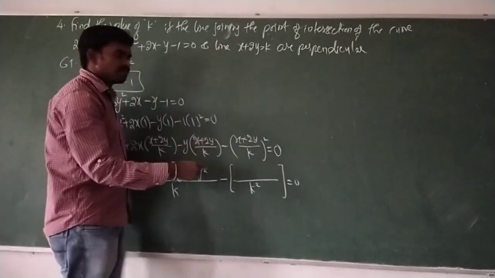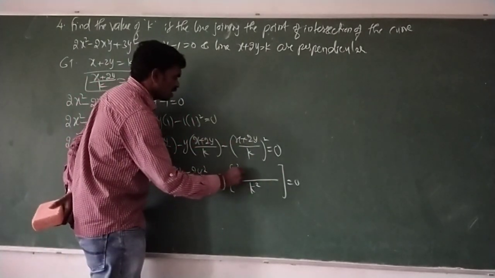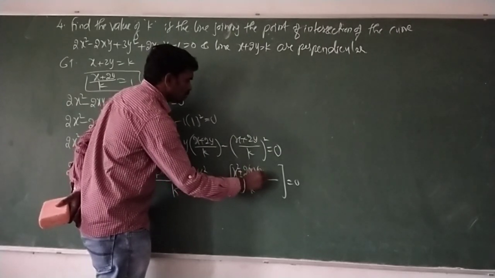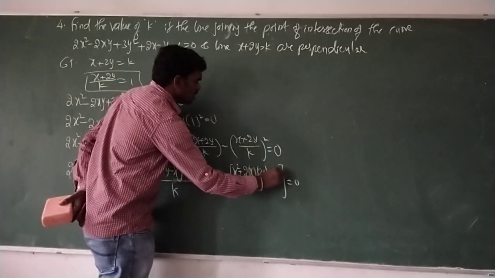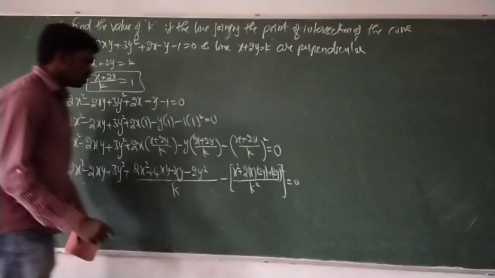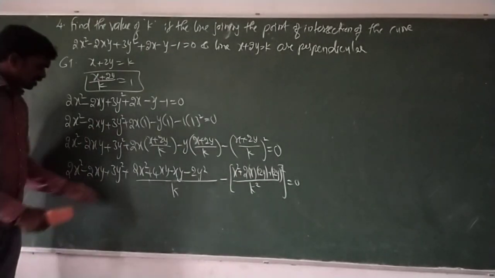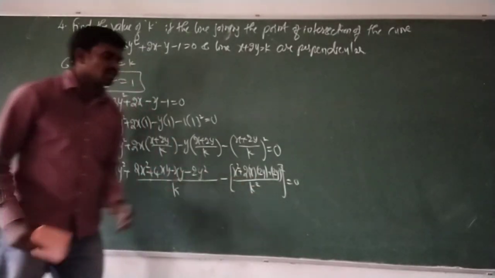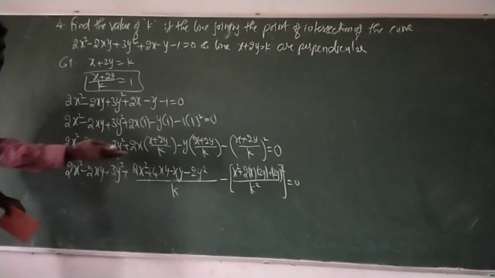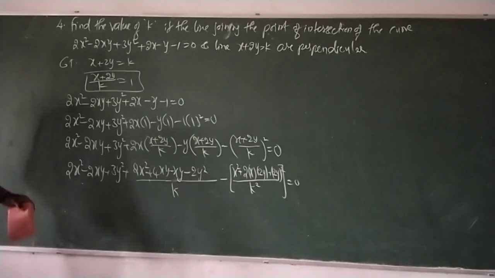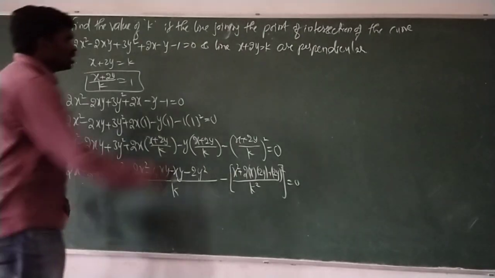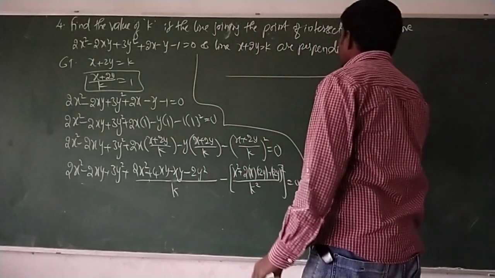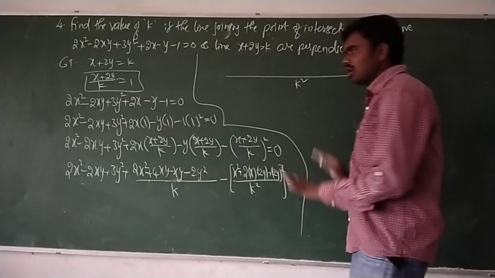So the numerator is a plus b whole square form. So a square plus 2ab means 2x into 2y plus b square means 2y whole square. Now see, here nothing is there, here by k is there, here by k square is there. So in all terms we can take k square as the LCM, or k square as the denominator, k square for all terms.